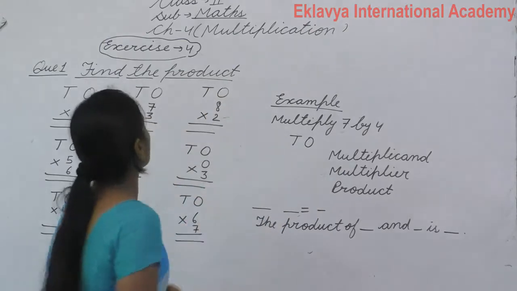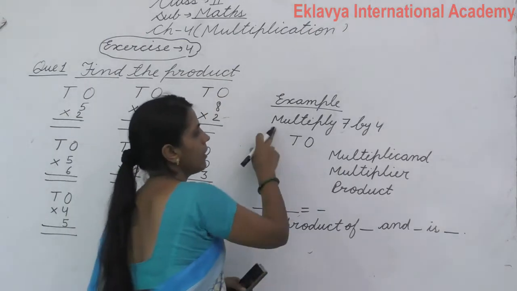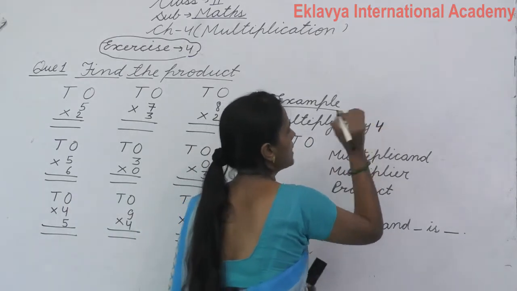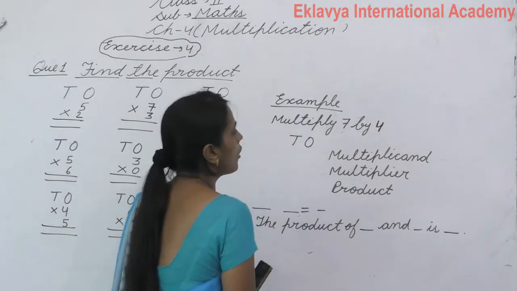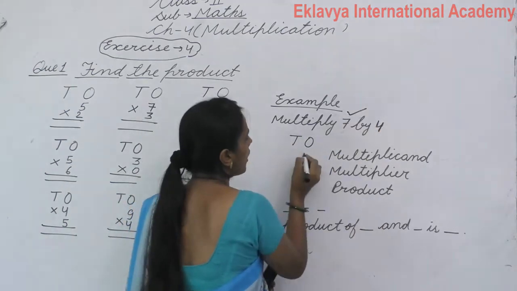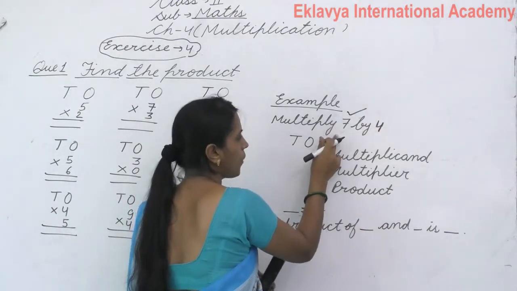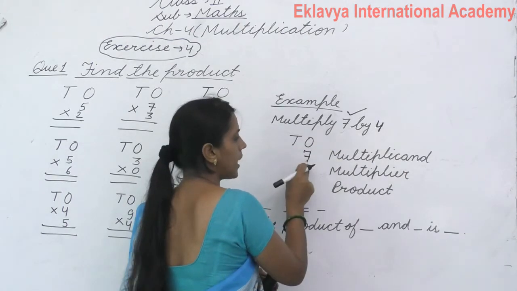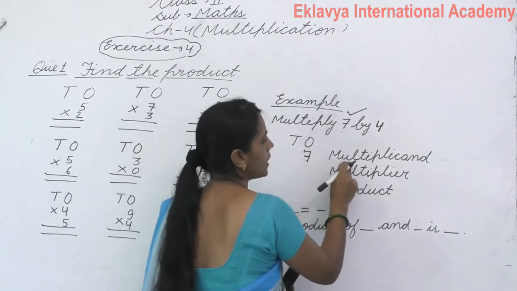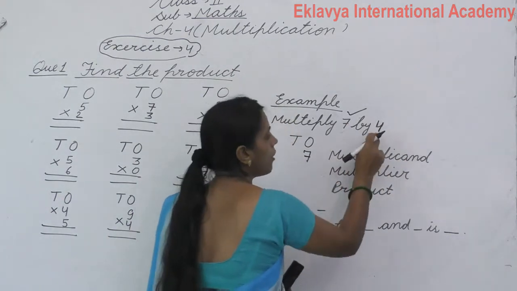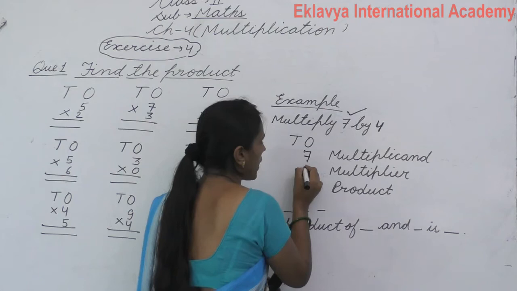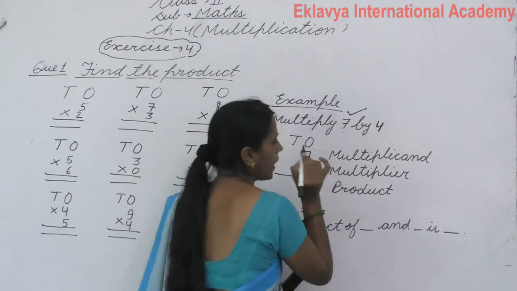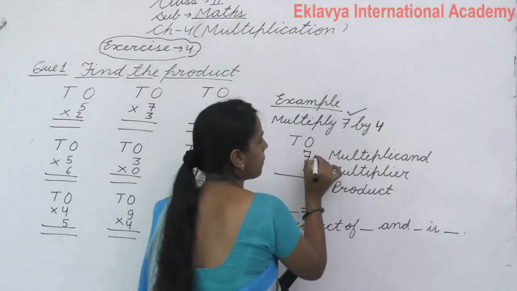Today I am telling about exercise. We will practice exercise 4. Okay, I have taken one example. Multiply 7 by 4. Listen, first of all, listen. 7 is your ones number. We will put ones downside. Next, this is your ones upper side, and we will say 7 is the multiplicand. Okay, and we will put 4 from downside of 7. Listen, this is the multiplier, and that is the multiplicand.